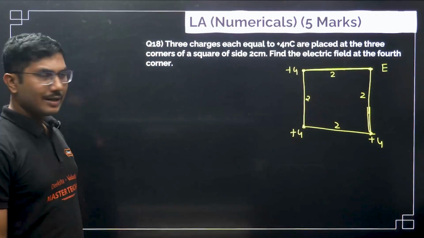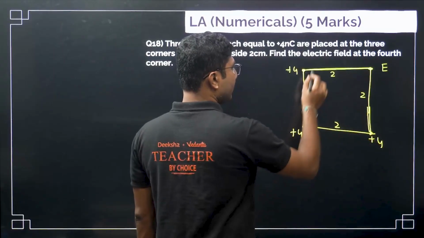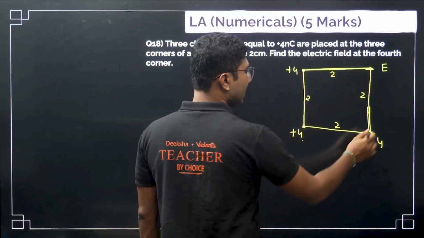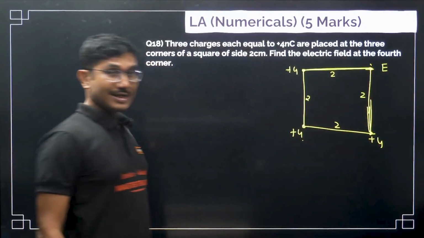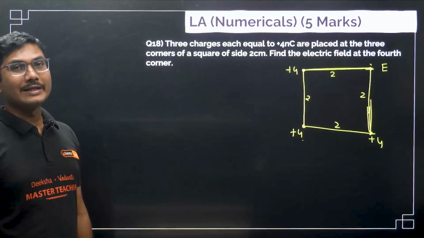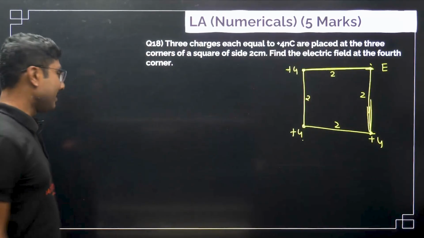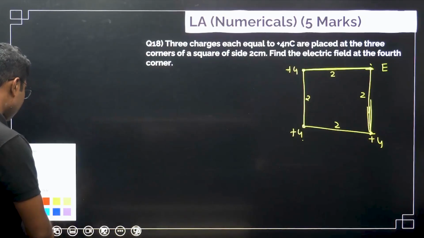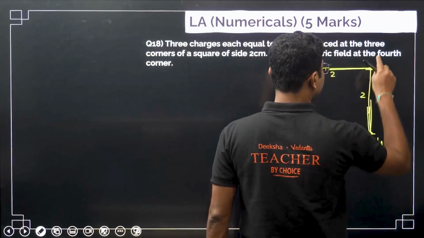Okay, how to do that? So first, what are all the charges? 1, 2, 3 charges. The distance for this charge is this, distance for this charge is this, distance for this charge is this. Now here, this is not simply finding the electric field and adding them. This is a vector quantity, so addition has to be done vectorially. That is why this question is slightly tricky.